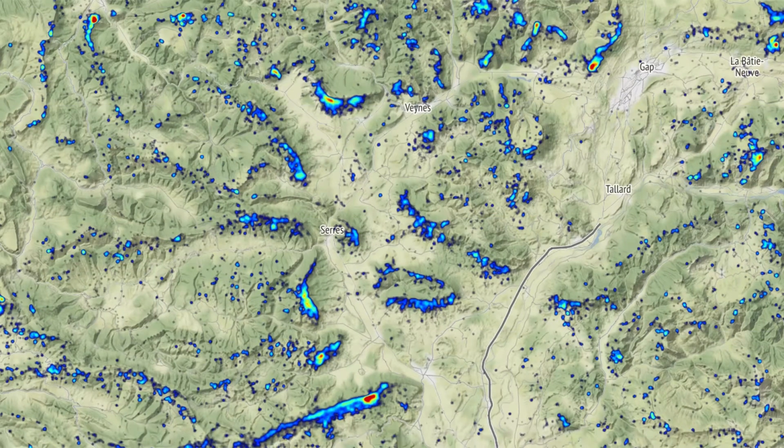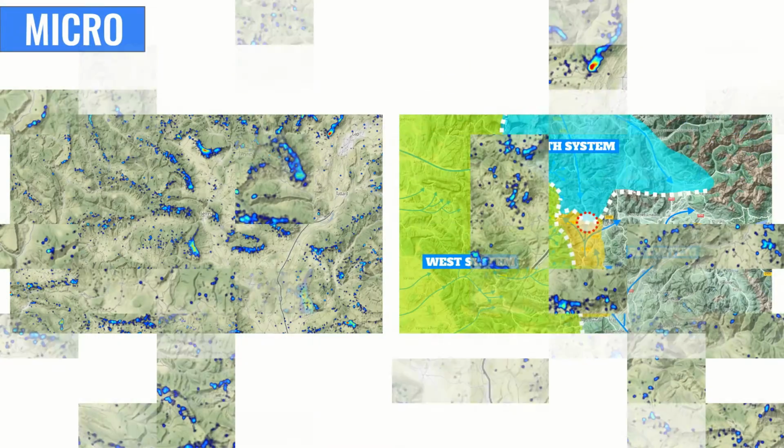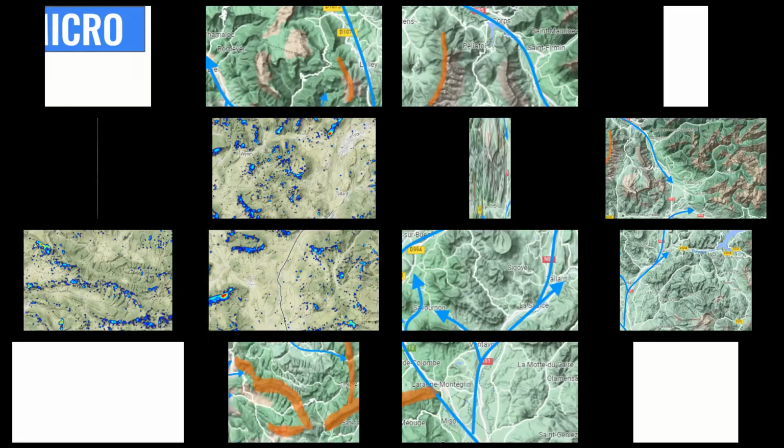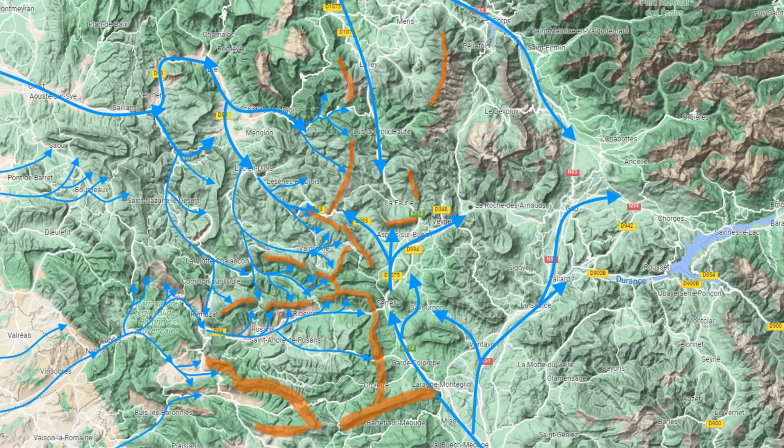Where the systems meet is where convergence zones are created, and this is clearly indicated on the map on the left here. On the right side here I also have shown with orange lines where the local convergences are created based on the large systems and on the local microsystems that are created in between each tiny valley. You can also see how the valley winds are going around the mountains.